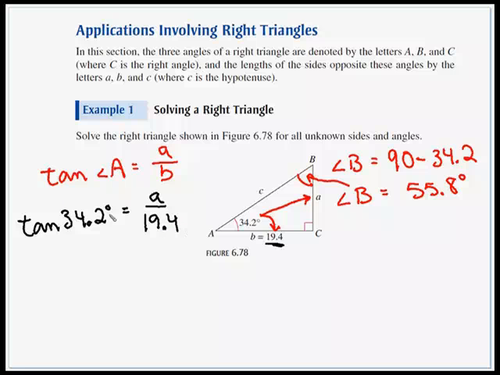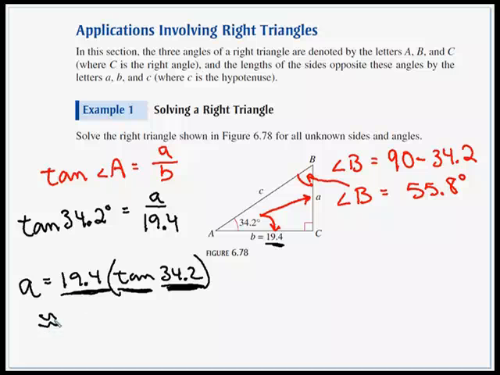And if we solve this for a, we would multiply both sides by 19.4. We're going to get a equals 19.4 times the tangent of 34.2 degrees. And here, we would make sure our calculator is in degree mode. We'd plug in 34.2, take the tangent of that number, and then multiply that by 19.4, and we get approximately 13.8. So side a here is 13.8.